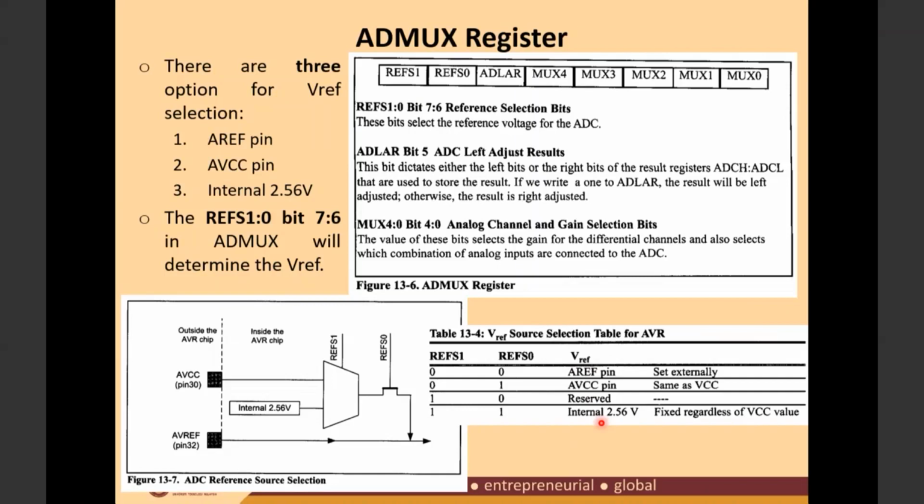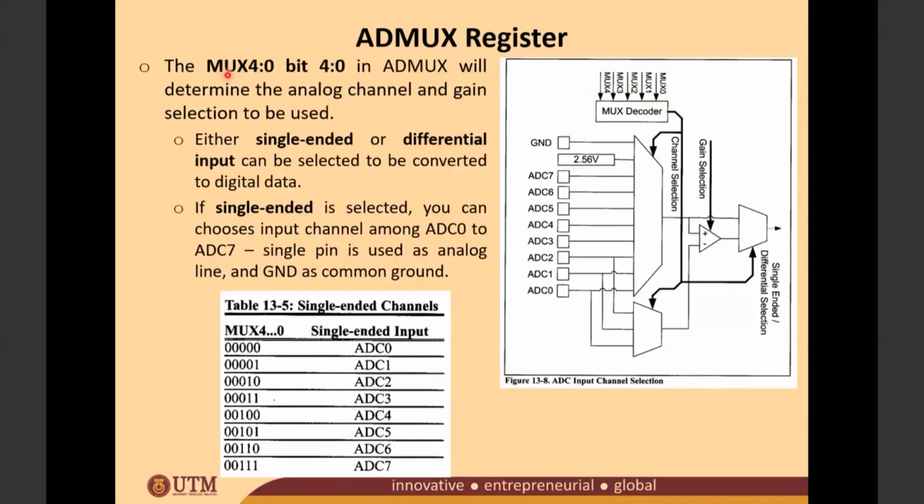Okay, if no question, then we go to this bit here. From MUX0 until MUX4. So what do this MUX0 and MUX4 do? The MUX4 until MUX0 in ADMUX will determine the analog channel and gain selection to be used.